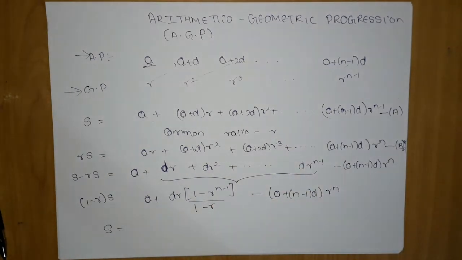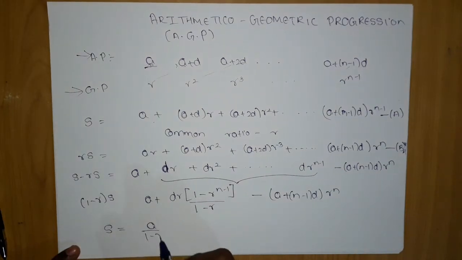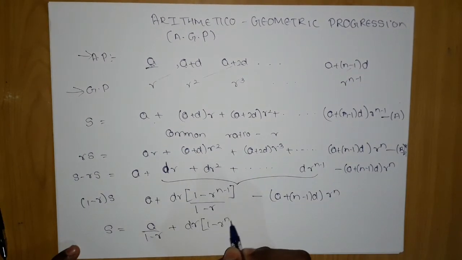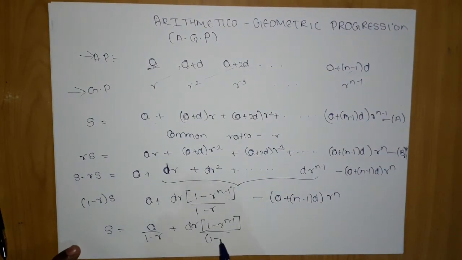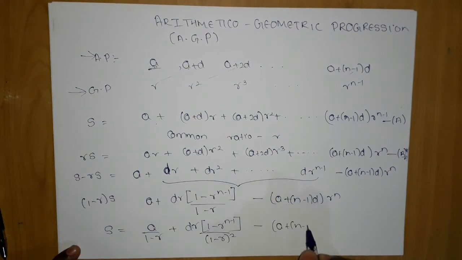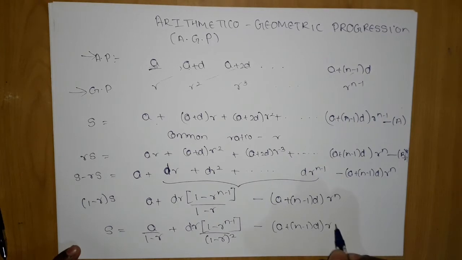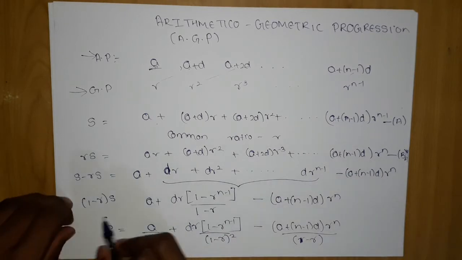Now after calculating, if I move this 1 minus r here, what I am left with is dr into 1 minus r power n minus 1 upon 1 minus r the whole square. Further on, a plus n minus 1 into d into r power n the whole upon 1 minus r. Now this is the general formula of the sum.